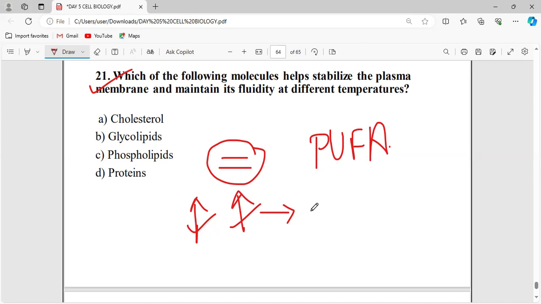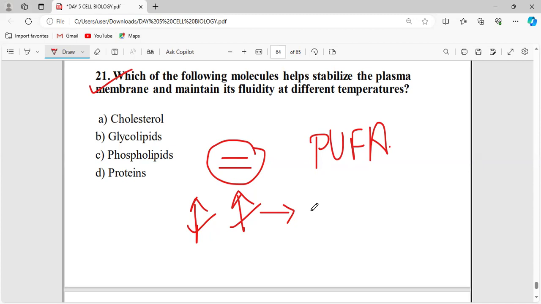Singer and Nicolson will be the names of the scientists, of course, in 1972. The name of the model will be the fluid mosaic model. Okay. Good. In a membrane, which constitutes a major part, whether it will be the lipid or protein or carbohydrate?